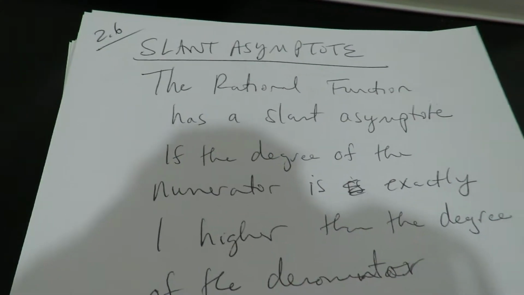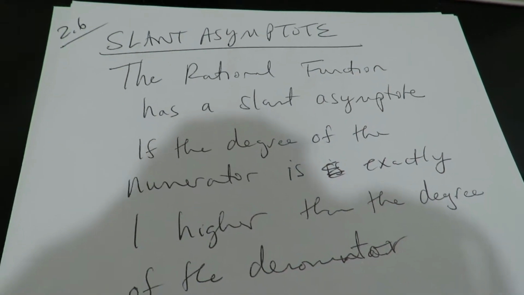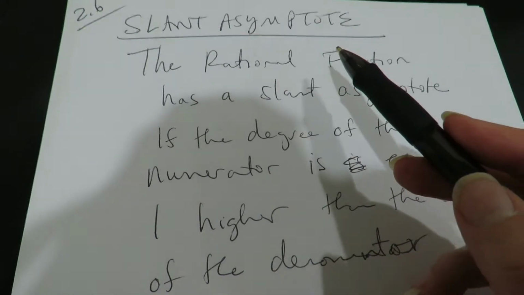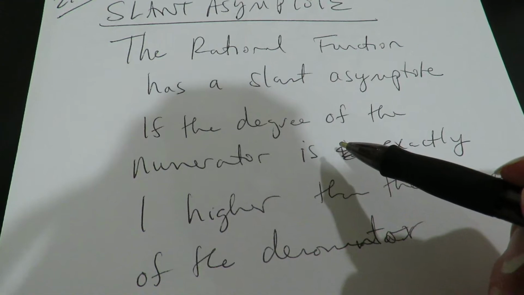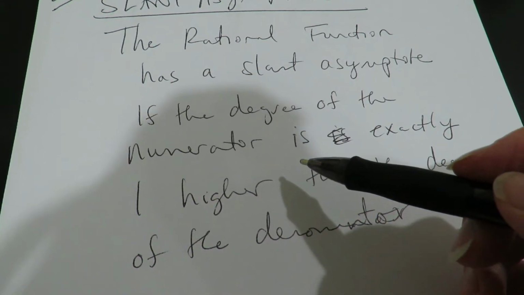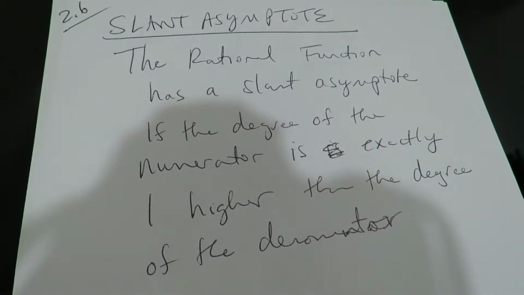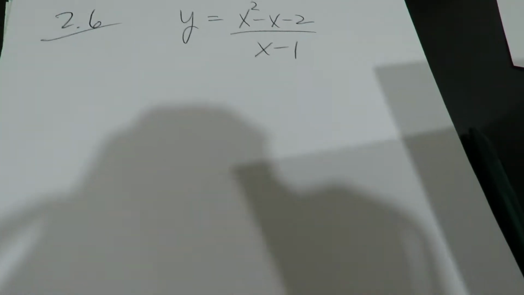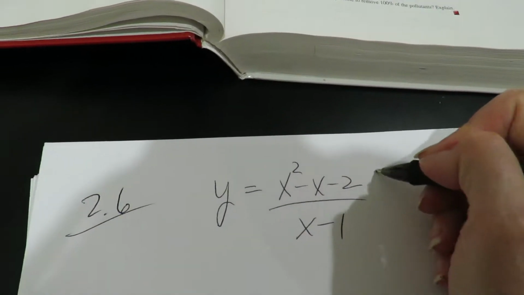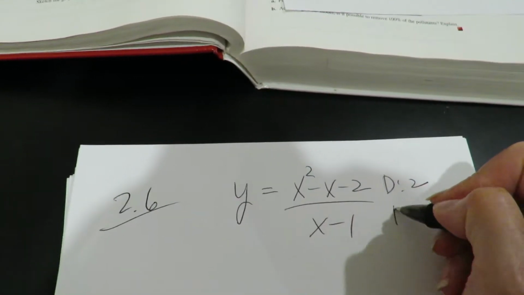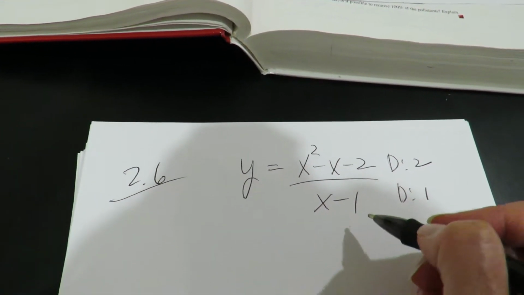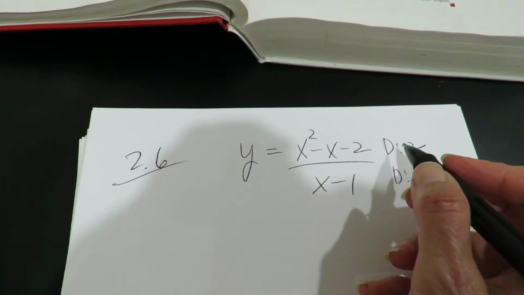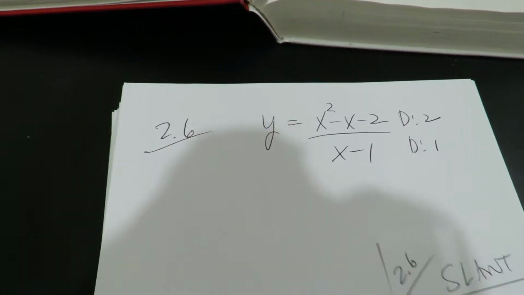Hi pre-calc. There's another type of asymptote in section 2.6. It's a slant asymptote. And you'll have a slant asymptote in your graph if the degree of the numerator is exactly one higher than the degree of the denominator. Notice that this problem here is degree 2 over degree 1. So this has a slant asymptote because it's exactly one higher in the numerator.